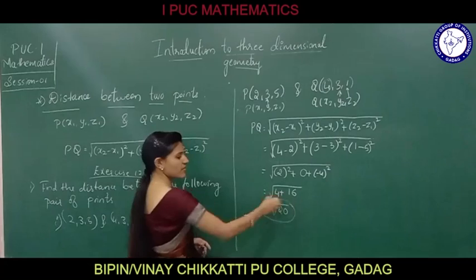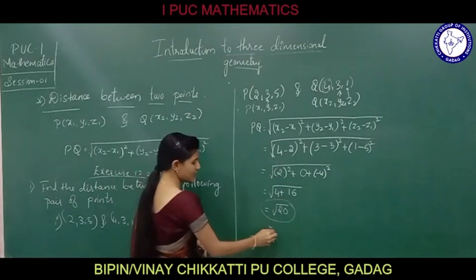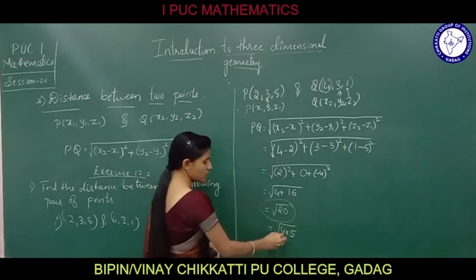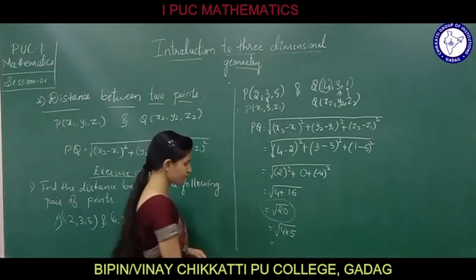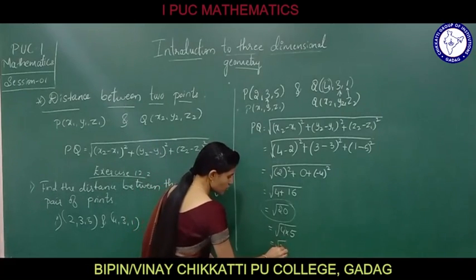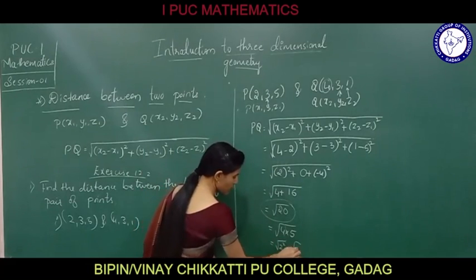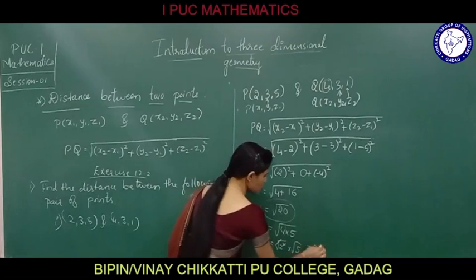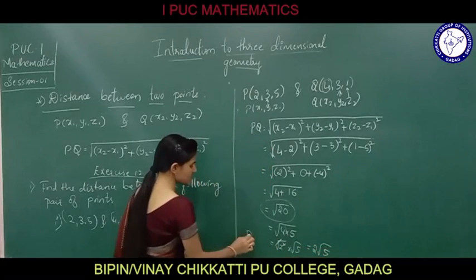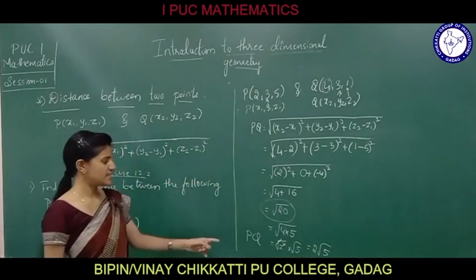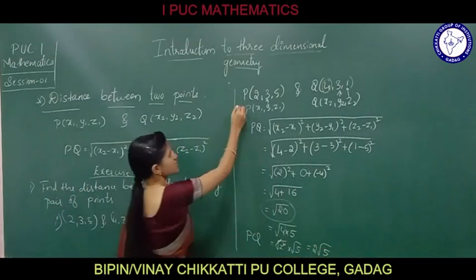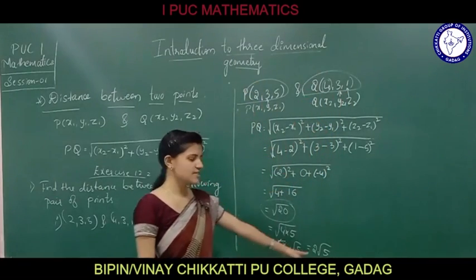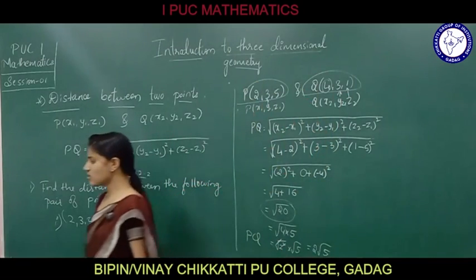How can I further simplify this root of 20? I can write that as root of 4 into 5, that is root of 2 square into root of 5. Now square and root are going to get cancelled. I am left with 2 root 5. So what is the distance between these 2 points P and Q? It is 2 root 5. That is the distance between P of 2, 3, 5 and Q of 4, 3, 1. Now let us solve a few more problems.